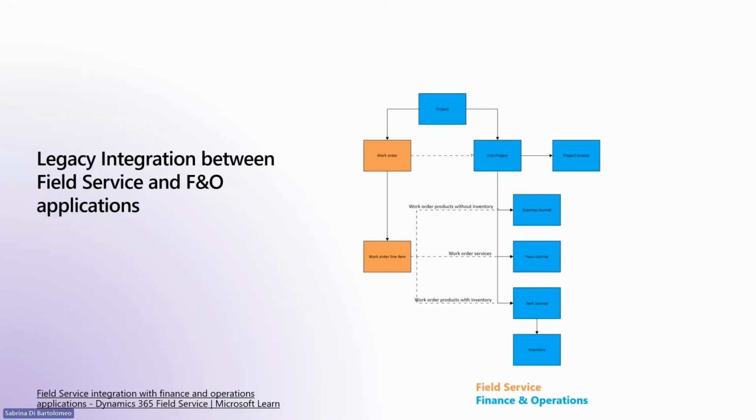This is how the legacy integration between field service and finance and operation applications works. It synchronizes work order transactions from field service into finance and operations in real time. Each work order product or service automatically creates the corresponding project journals in F&O. Inventory levels come directly from supply chain management, and field service uses virtual tables to display true stock.